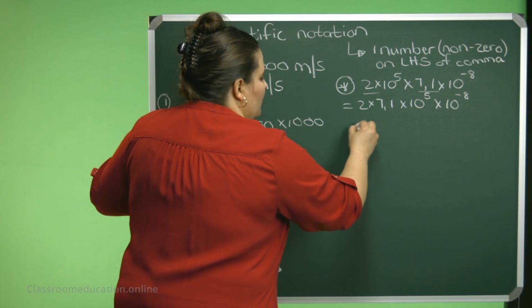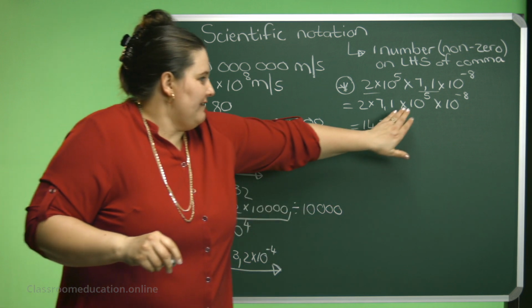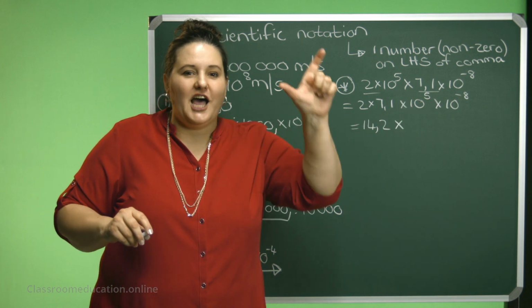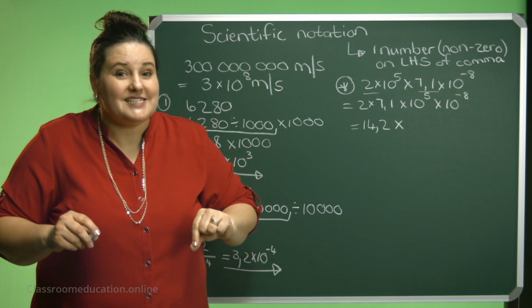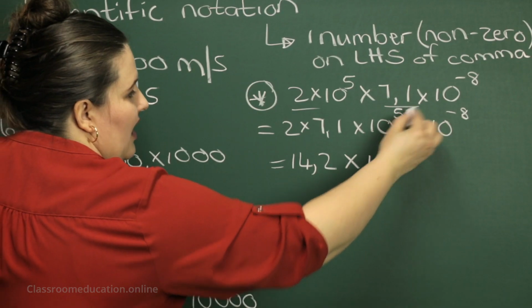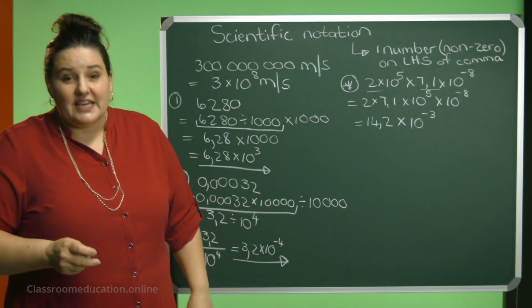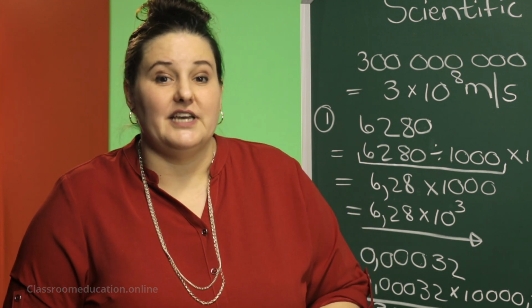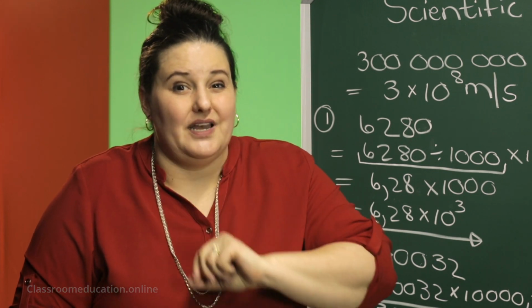And now, 2 times 7,1, or think of it in terms of doubled 7,1, 14,2. That will be 14,2 times. And now have a look here. I have 10 to the power of 5 times 10 to the power of -8. Bases are the same. They are being multiplied. What do you do with your exponents? You add them. So it will be 10 to the power of -3. Is this now in scientific notation? Unfortunately not. This is not in scientific notation because I do not have one value and then the comma. I have two values and the comma.